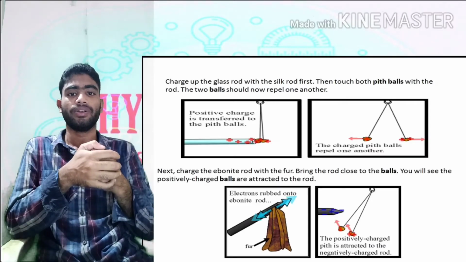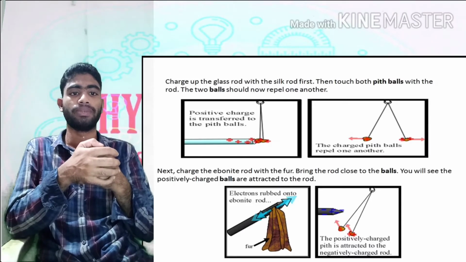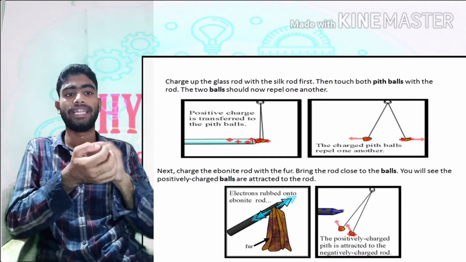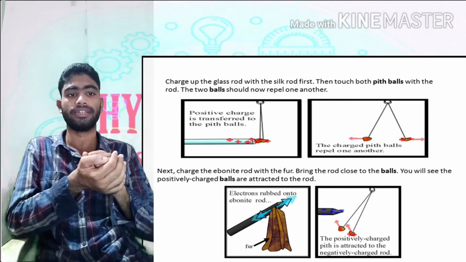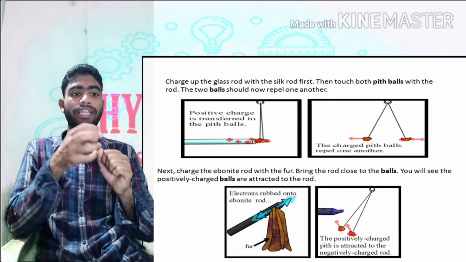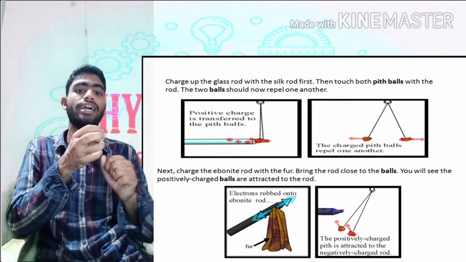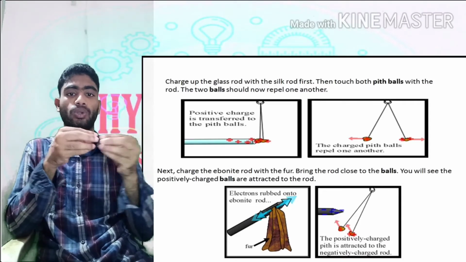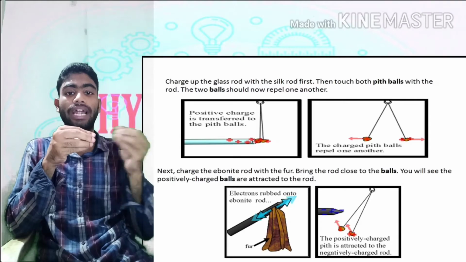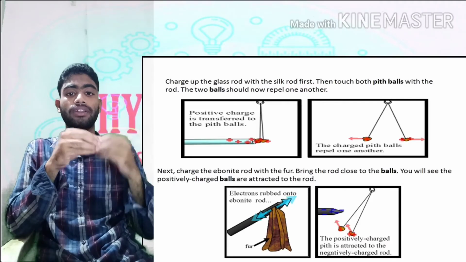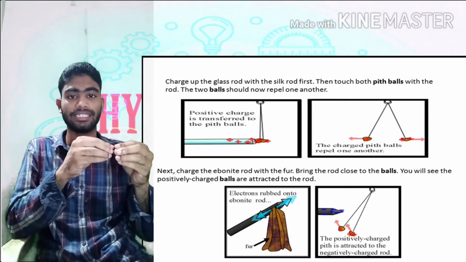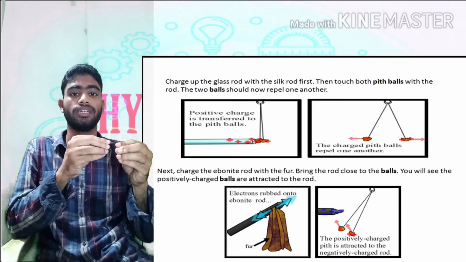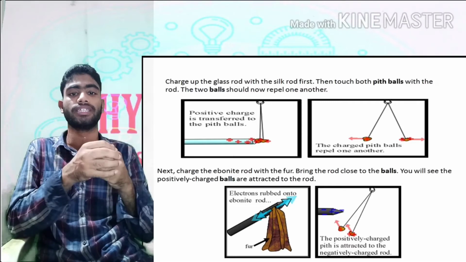And again, when you do the same with an ebonite rod, when you rub an ebonite rod with a foil, and after that bring that ebonite rod near the pith ball, you find that the pith ball is attracted toward the ebonite rod. It means the ebonite rod has a different charge from the pith ball. That's why they attract each other.